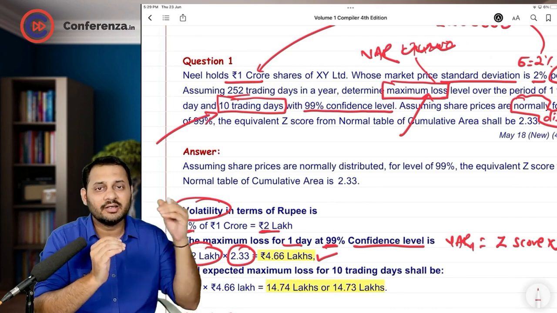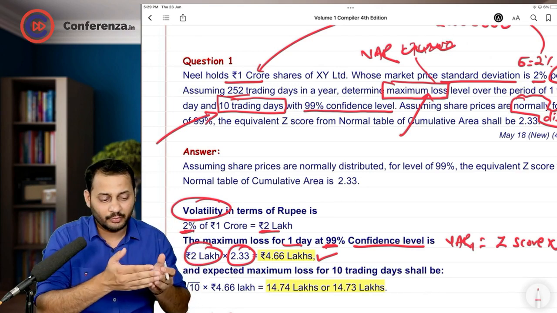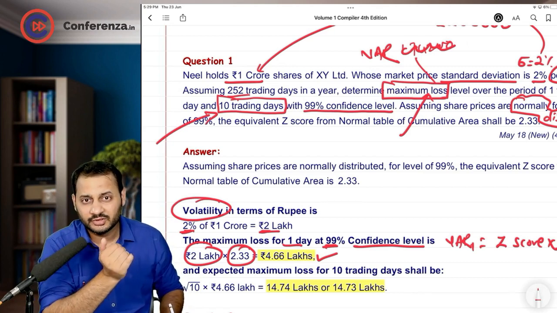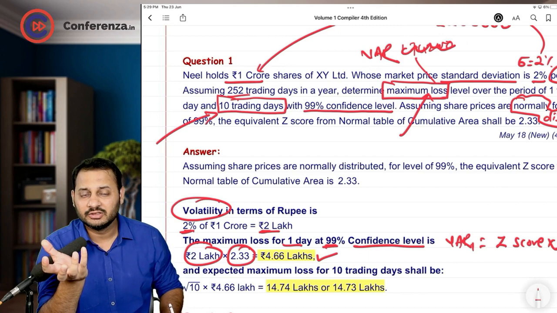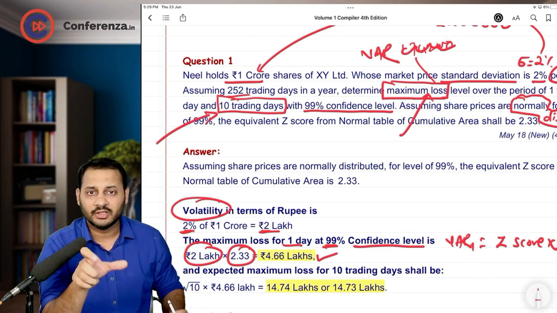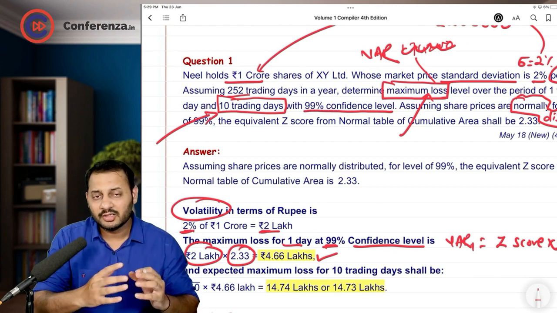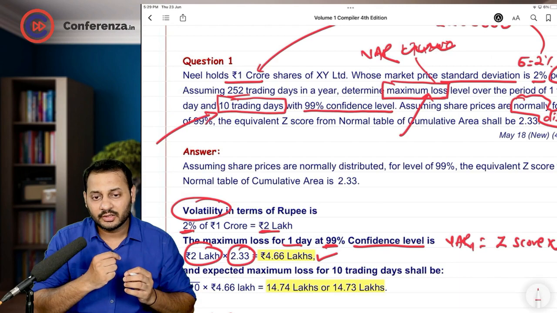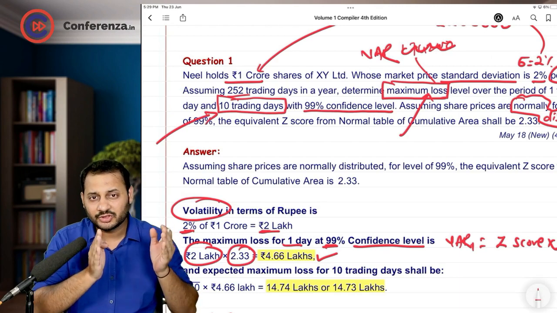Because every other day, the chances are that your profile or your investment may go up and the losses can reduce. Standard deviation itself means standard deviation. We are using the standard deviation, right? It means it can go up and down as well. So in total, considering all the ups and downs, we have to conclude what is the maximum loss in 10 trading days.